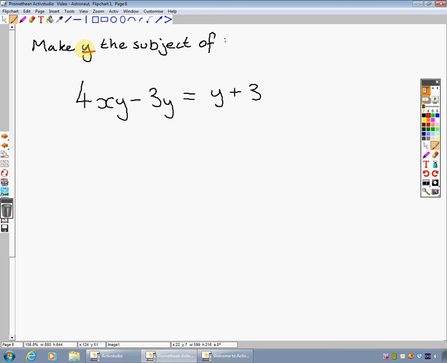Make y the subject of the formula. Well, the thing is, we've got a y here, and we've got a y here, and we've got a y here, and we don't want our y's, the first rule, we don't want our y's on either side. We want to bring them just on one side of our equal sign.